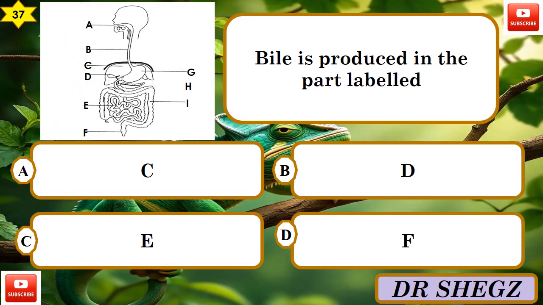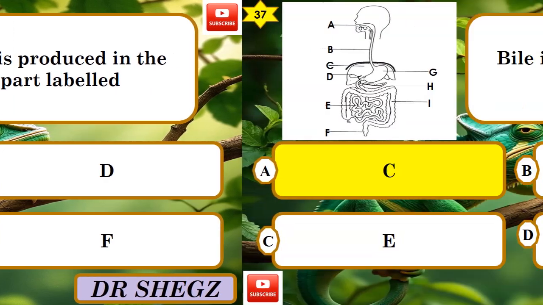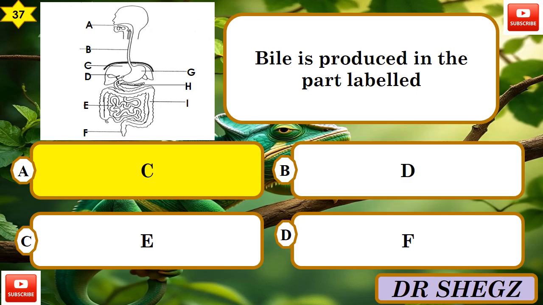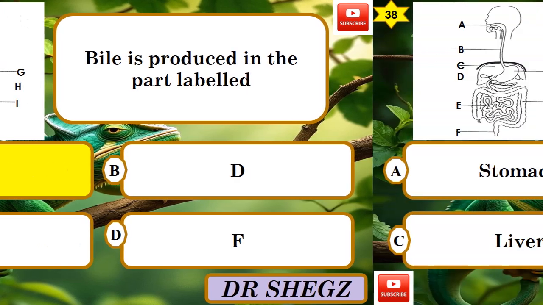Bile is produced in the part labeled C. Remember, bile is produced in the liver. There's the liver, and bile is stored in the gallbladder. So bile is produced in the liver. So C is the answer.